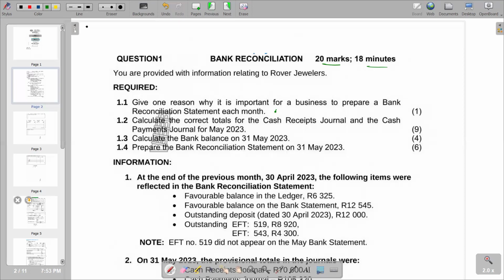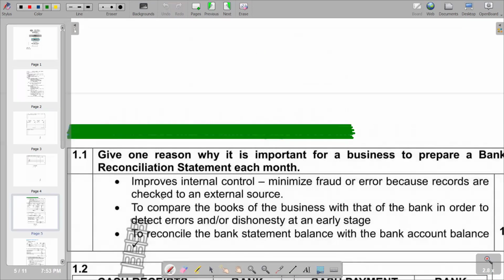So we can refer there and see the reasons that we have here. The first point says improves internal control, that is, minimize fraud or error because our records are checked to an external source. The second one, detect errors or dishonesty at an early stage. And the last one, to reconcile the bank statement balance with the bank account balance. So these are the reasons that we have. But our question is asking for one reason, so we can just pick one of the ones that we have there.